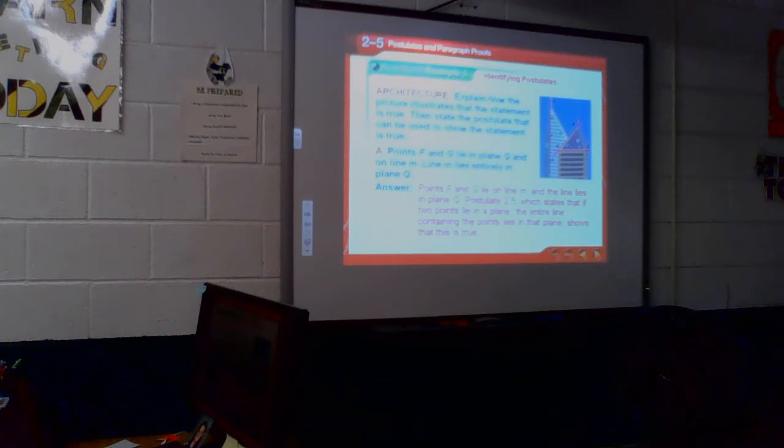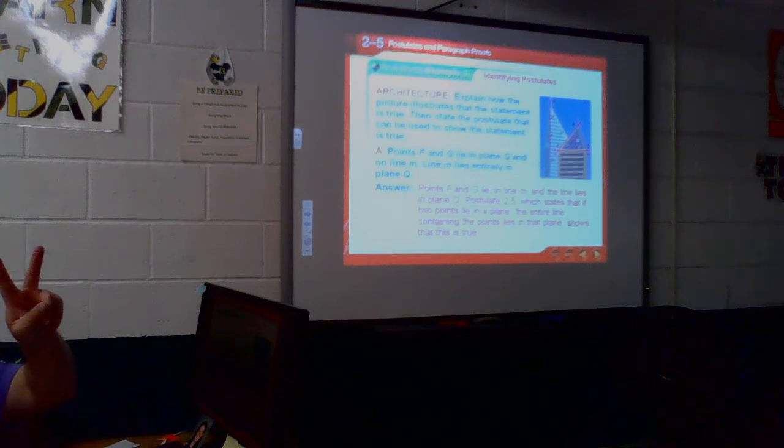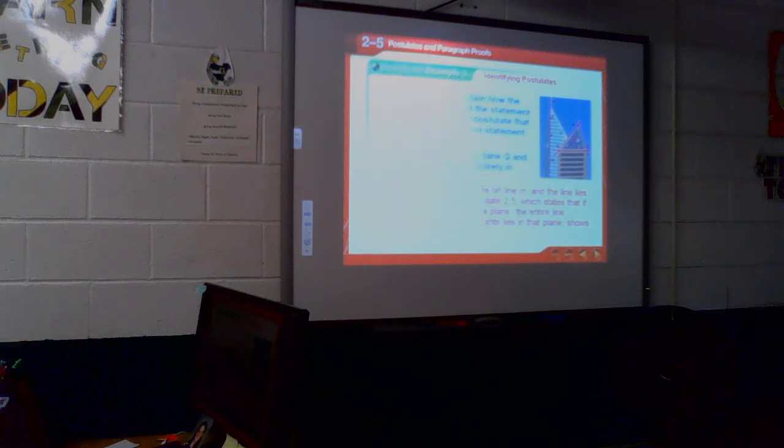Now, Bondo's probably thinking, well, this line is actually in plane P too, right? You were thinking what? Right, it's on the line, but this line would be like the edge of those 2 building faces. So they're actually in both planes. But because it is in this plane, these 2 points are, then that whole line is in there. Because 2 points make a line, right? Okay, let's try again. Do points A and C determine a line?